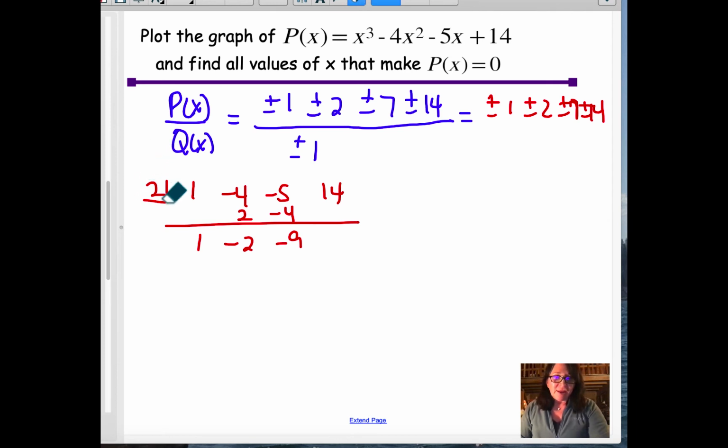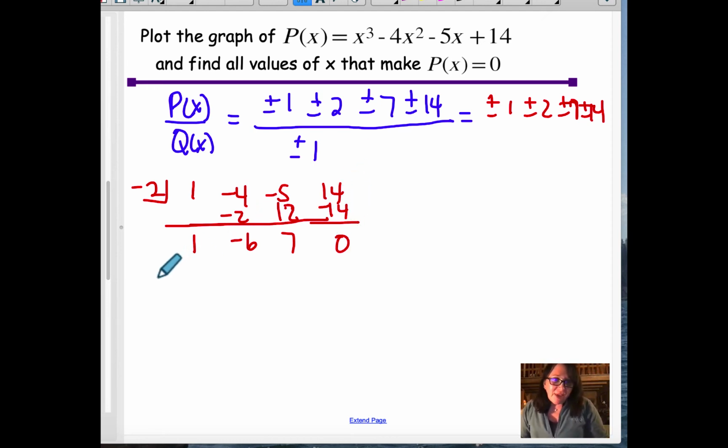So now I'm going to try negative 2. Okay, so plug in a negative 2 and see if that works for me. Add down, multiply across, add down. Multiply across, that's 12. Add down, that's 7. Multiply across, that's negative 14. Add down, which is 0.